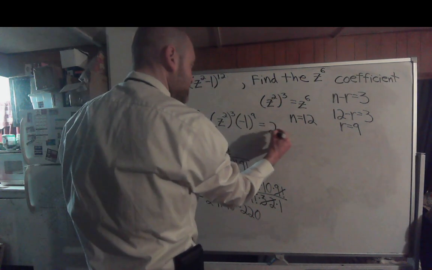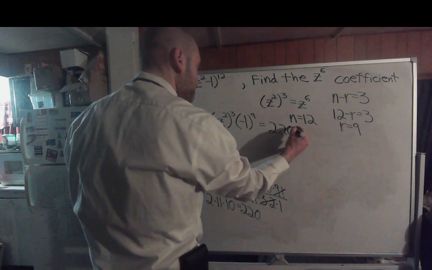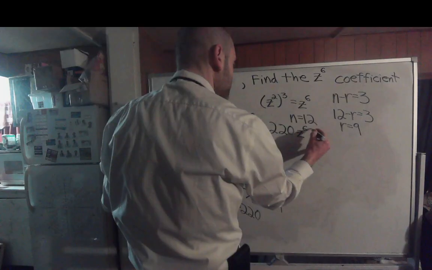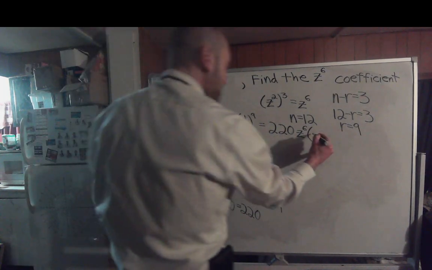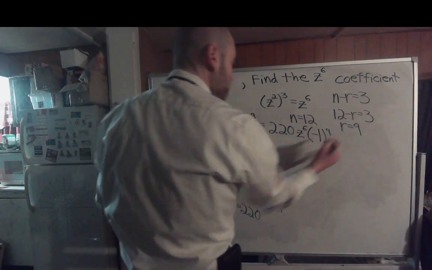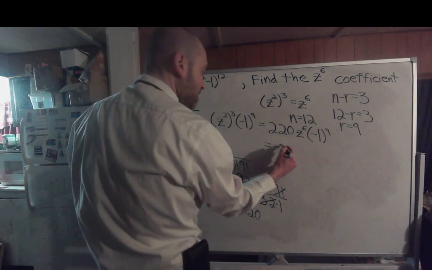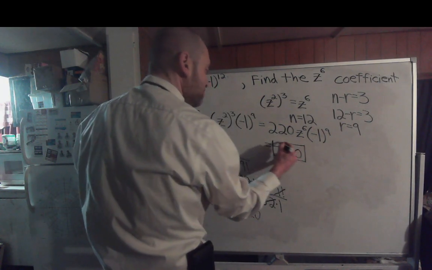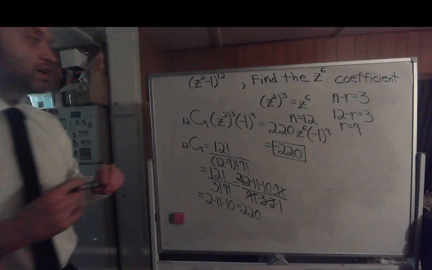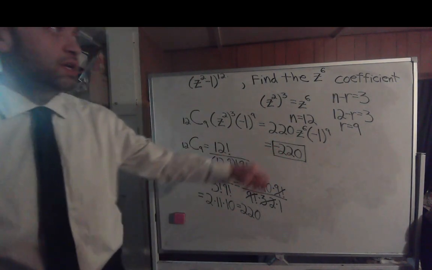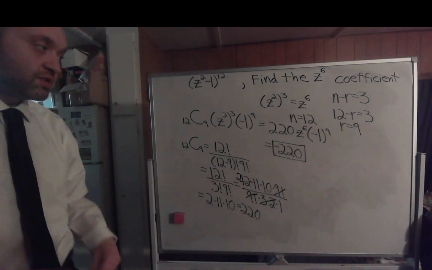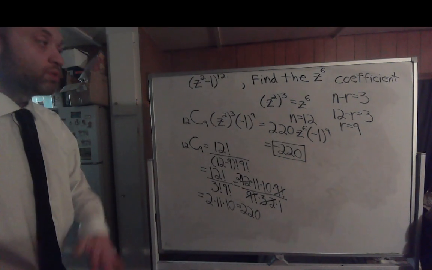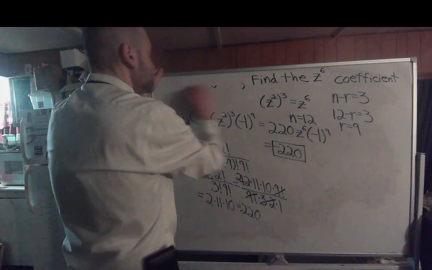So this would turn into 220 z squared to the 3rd. That'd be z to the 6th. But don't forget that negative 1 to the 9th, which would be negative 1. So your coefficient would be negative 220. Since you multiplied by that negative 1, you get a coefficient of negative 220 for the z to the 6th term. All right. So shifting gears, we're now going to find whole terms.